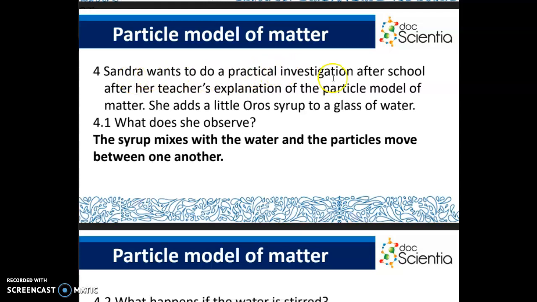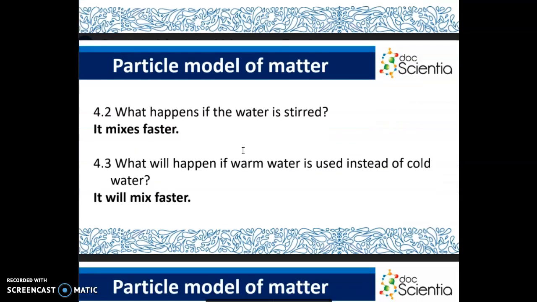Number 4. Sandra wants to do a practical investigation after school after her teacher's explanation of the particle model of matter. She adds a little Oros syrup to a glass of water. 4.1. What does she observe? The syrup mixes with the water and the particles move between one another.